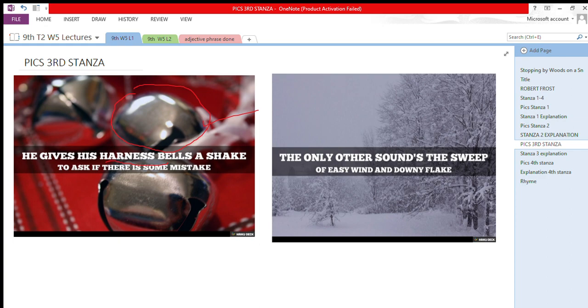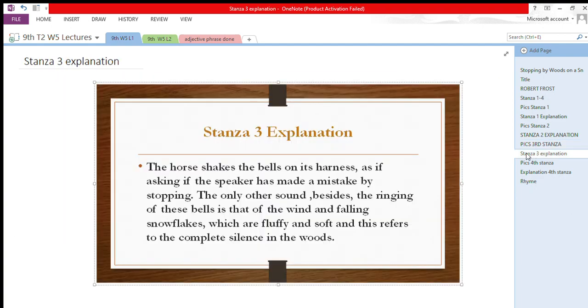And why does he give his harness bells a shake? To ask his master if there is some kind of mistake, because there is only the sound of the bells which are tied up to the neck of the horse, and there is no other sound except the sweep of wind and downy flake, fluffy flakes which are falling from the sky. Only that sound can be heard in the surrounding. Now we'll see what the poet explains in this stanza.